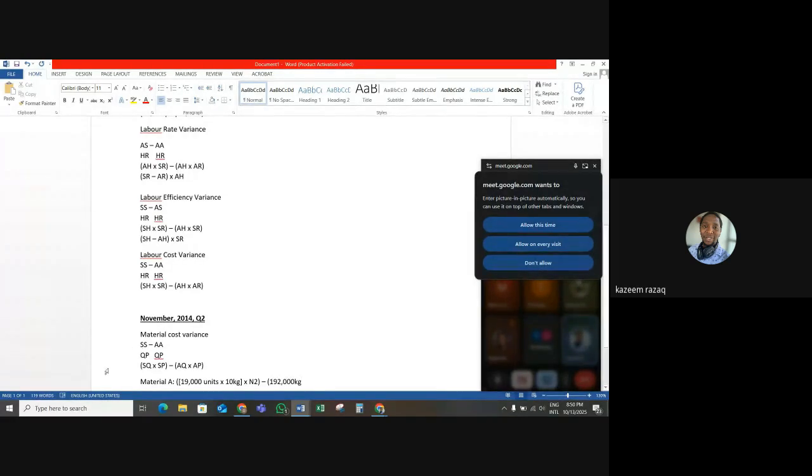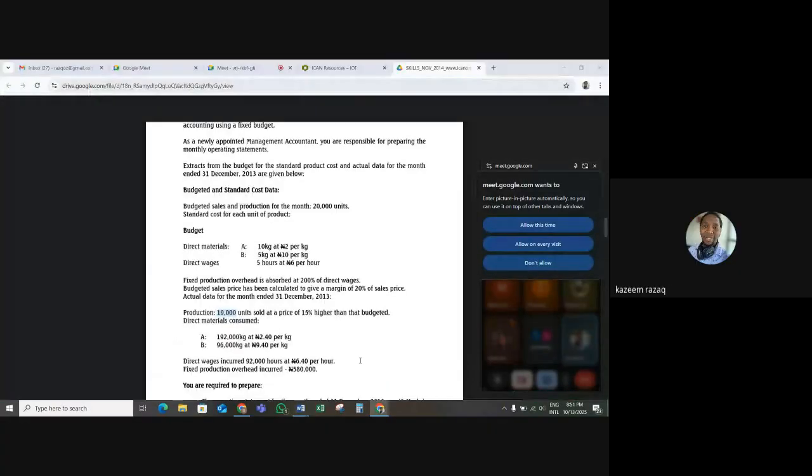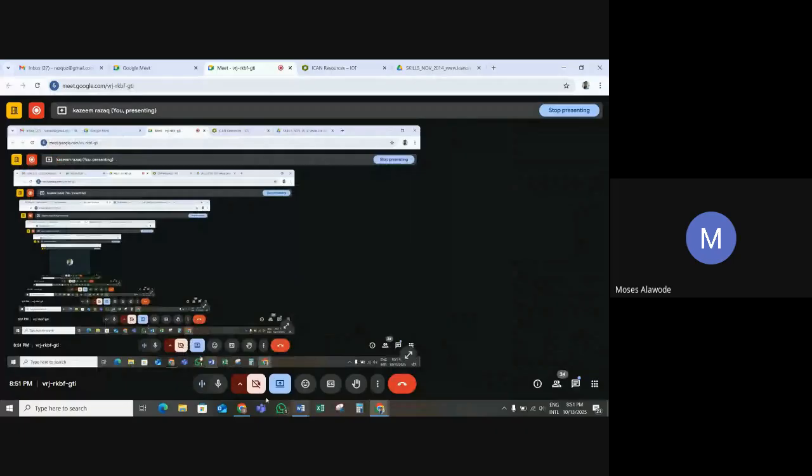You can see earlier when I said 19,000 times 10 kg, it will be 190,000 kg, not in units. You can see that now, right? Times actual price is what? 2 naira 40 kobo. Abi, am I right, please? Hold on a second.